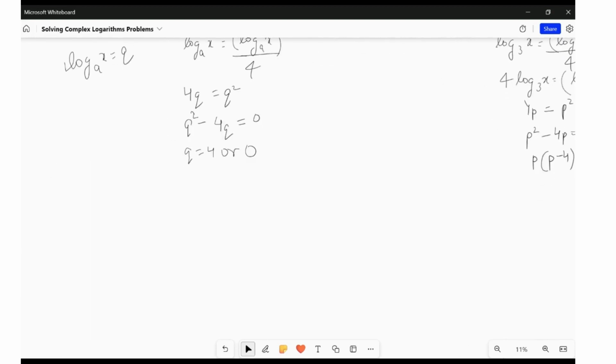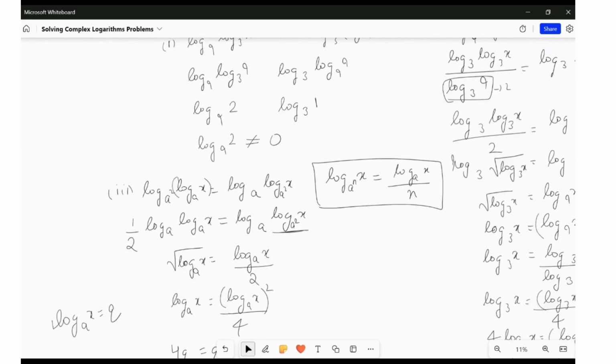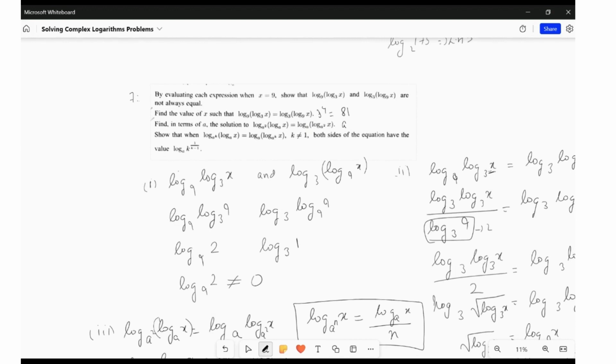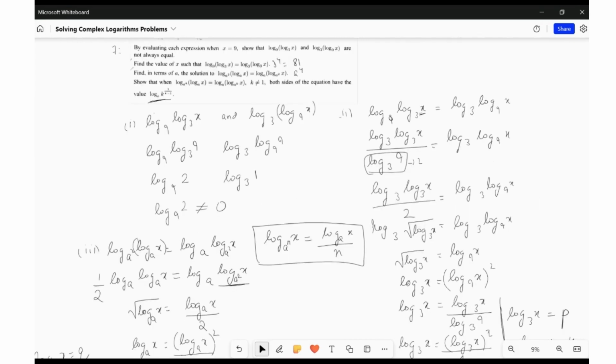So q is 4. So log x base a is 4. So x is just a to the power 4, right? So we get a to the power 4 here. Now for the last part, we just have the same question, just the power is in the form of a variable. Now we need to show that both sides of the equation have this value.